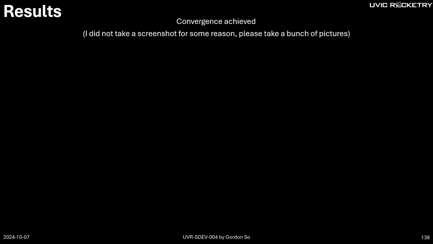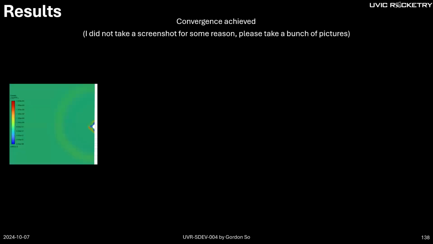As a result, I actually achieved convergence for Android 1, which was surprising to me at that time because I was like, oh, I cannot get anything. But for some reason, it did converge. For some reason, I decided not to take a screenshot. I don't understand why I did not take a screenshot after like 3 hours of simulation time. So please make sure you take a bunch of pictures in the future.